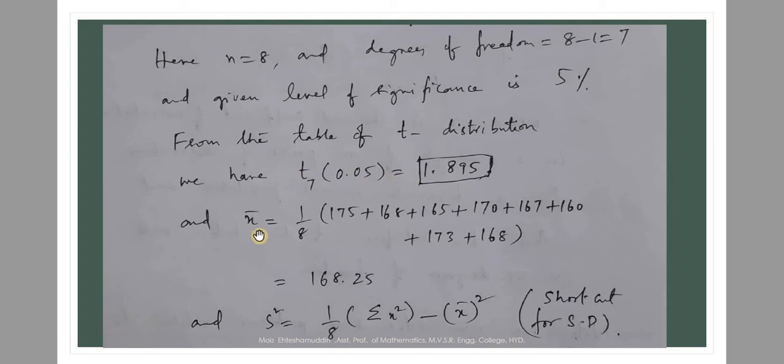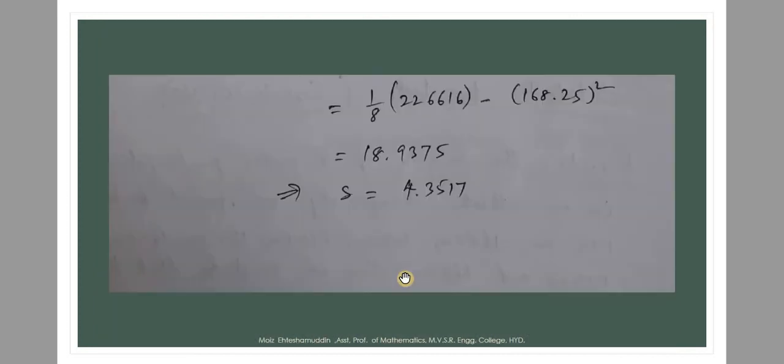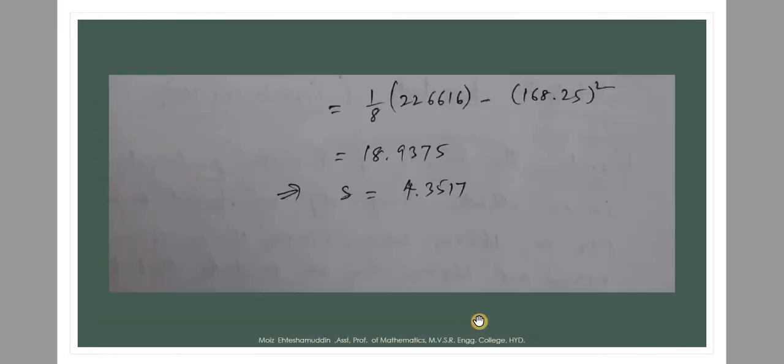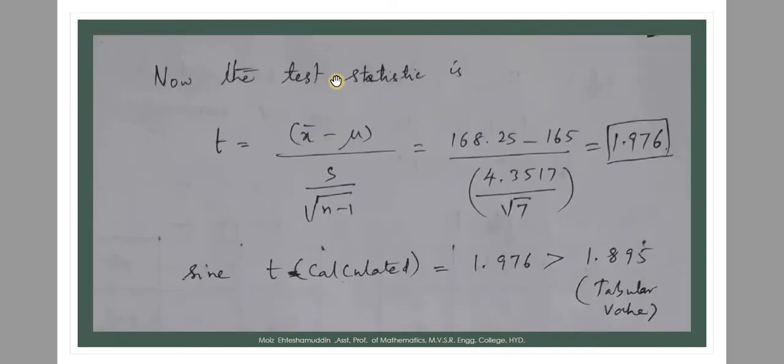Now x bar is 1 by 8 of the sum, where 8 is the number of items in the sample. Adding all the 8 elements, I am getting 168.25, and I am calculating the shortcut for standard deviation. S square is equal to 1 by n into sigma x square minus x bar square, and I got 18.9375. So this is the value for s square, so s turns out to be 4.3517.